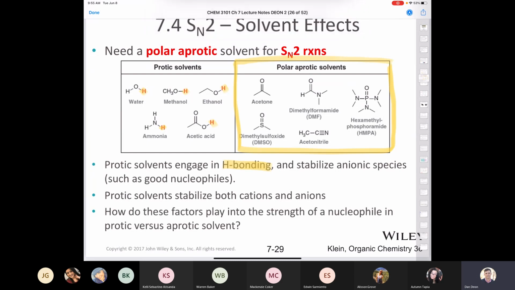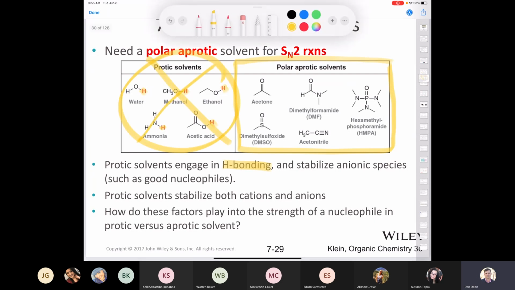Why do you want to use that, and why do you not want to use one of these? Why do you avoid water for an SN2? Well, the reason has to do with what a protic solvent can do. A protic solvent has the ability to stabilize both a cation and an anion. And if the solvent can stabilize an anion, that is the nucleophile, right? If the nucleophile is stabilized, that means it's not going to be reactive. And that is why protic solvents are no good for SN2 reactions.